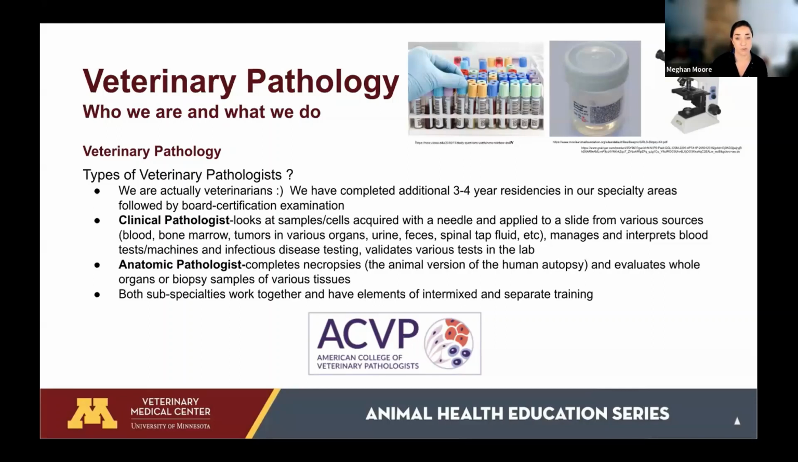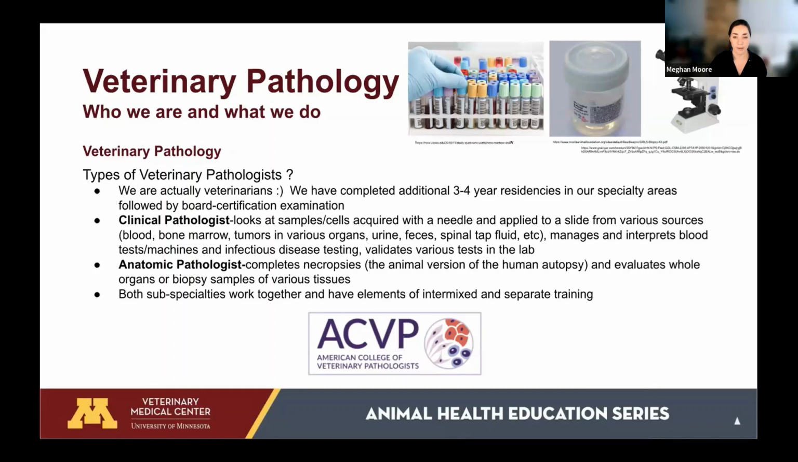Clinical pathologists also are the ones who are validating various tests in labs, which is super important, right? When your dog or cat has blood work performed, for example, there are usually reference ranges, and all of those reference ranges have to be validated to make sure that we are arriving at accurate interpretations with those blood tests. Anatomic pathologists specialize more in tissue.